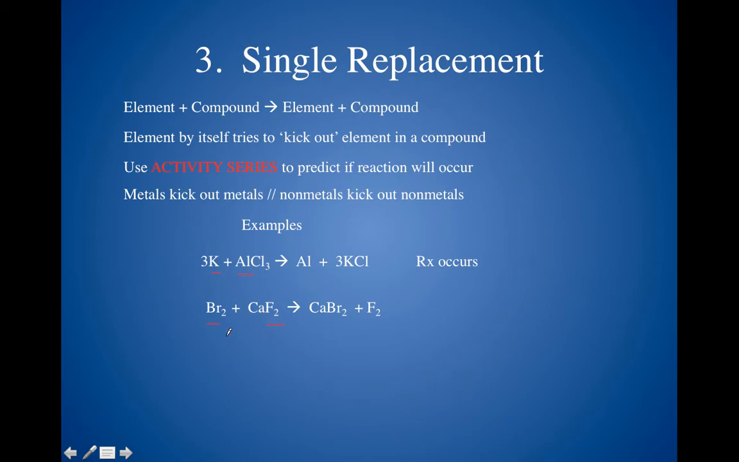Now we have to look at our chart and say, would this actually happen? Well, bromine is below fluorine, so we're going to have to write down NR x. NR x, Rx means reaction, no reaction. And again, that's from the activity series, and it should do a little hop to celebrate. There it is. All right, so that's everything about single replacement. That's the only time we're using the activity series.